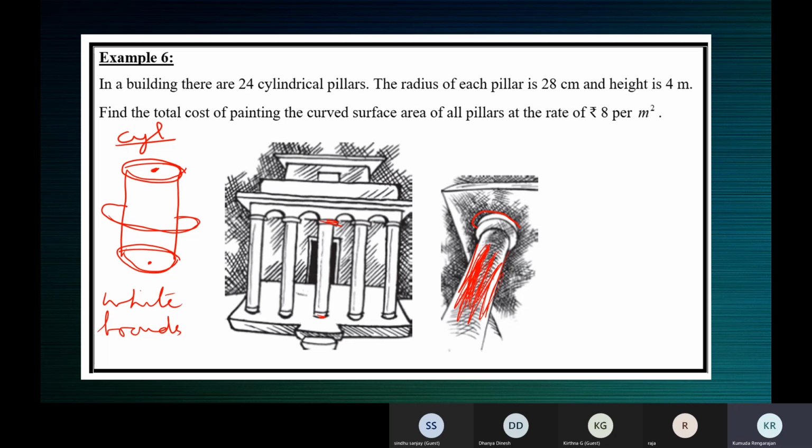Now when you come to the cylindrical pillars in the temple, if you want to paint them, you cannot paint the top circle because you can't see it. It is stuck to the ceiling. You cannot paint the bottom circle because you cannot lift and paint it. It's stuck to the floor. Then what area is available to be painted? Only the curved surface area. And now we'll try to understand the formula to find the curved surface area of a cylinder.